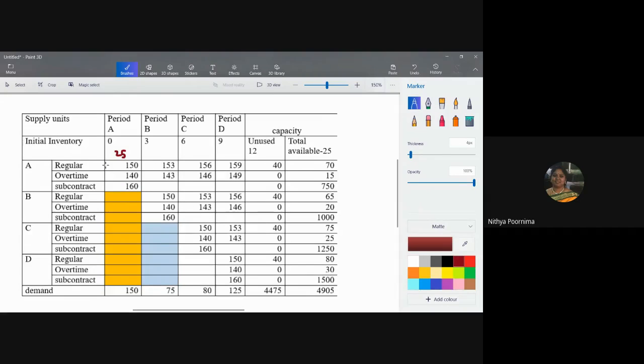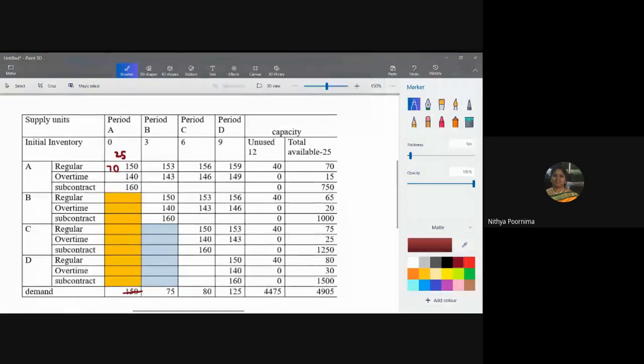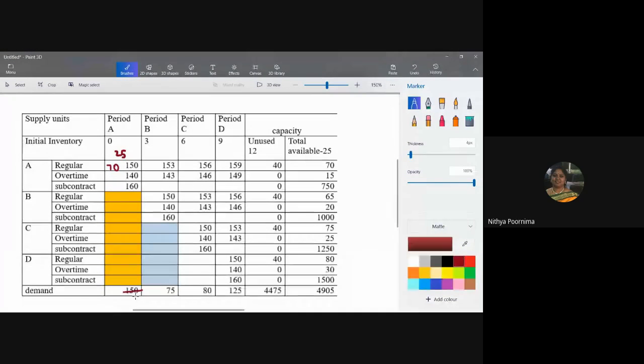Now next, the capacity is 70, but you can go up to a demand of 150. So how much can I allocate here? I can go with the allocations up to 150. 70 plus 25 is 95. So I can still do the allocation in period A, right? So in 150, if 95 goes, how much we will have? 55. We will have 55 here.